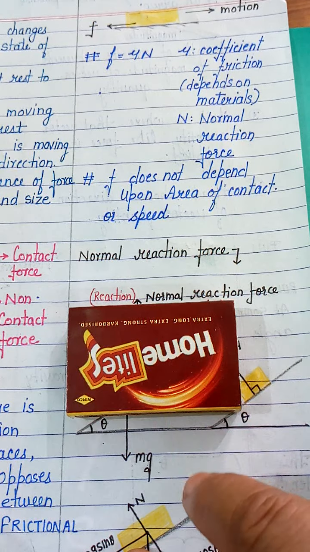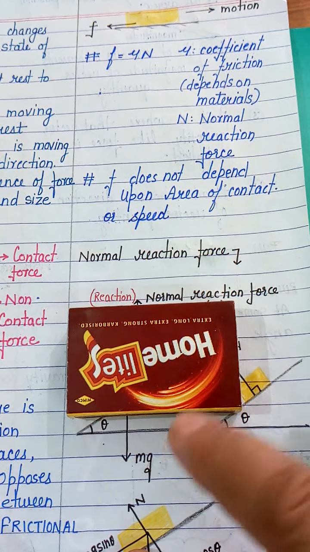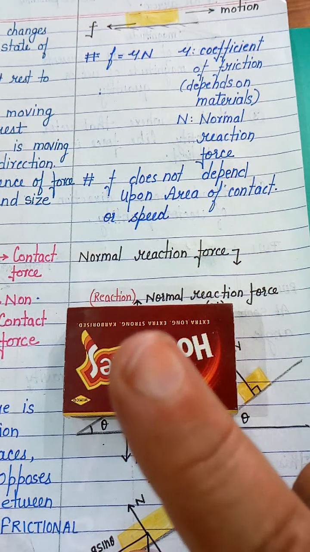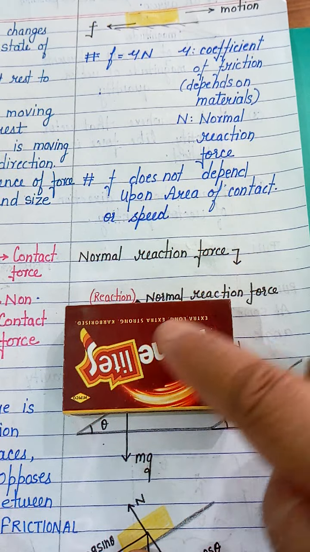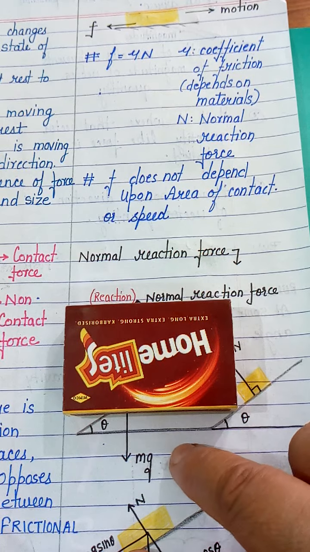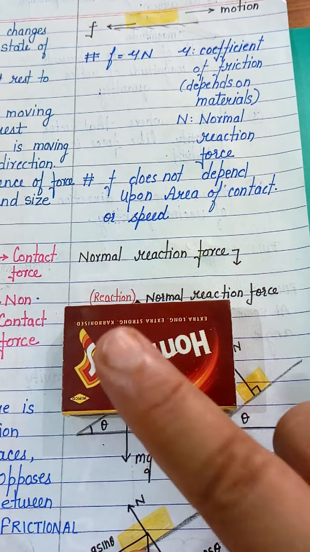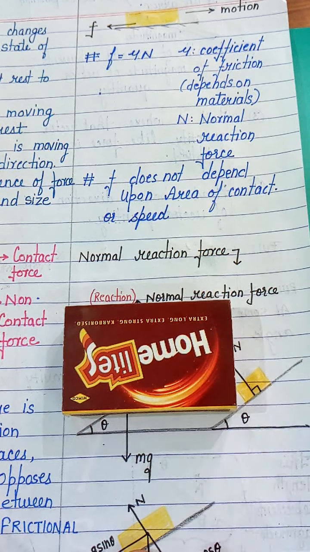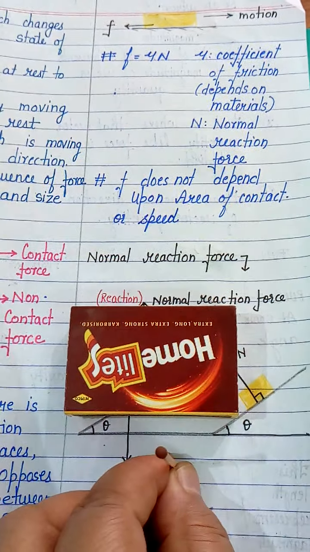When this object pushes the table down, according to the third law of motion, the table pushes this object in upward direction. The object pushing the table down because of its weight is action, and the force of the table on the object in reaction is called reaction force. Because that reaction force is vertically upward, the reaction force is perpendicular to the surface. Reaction force is perpendicular to the surface.